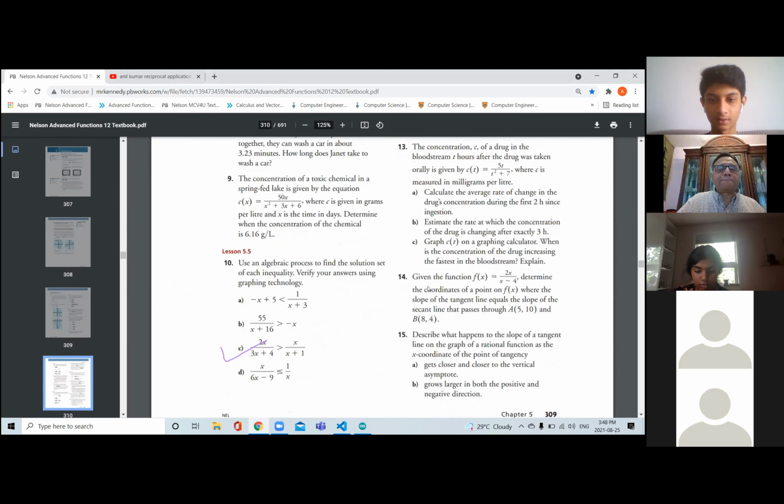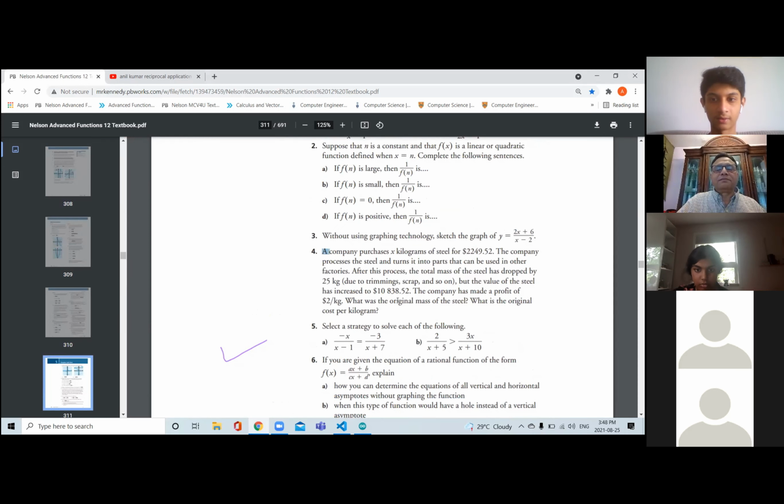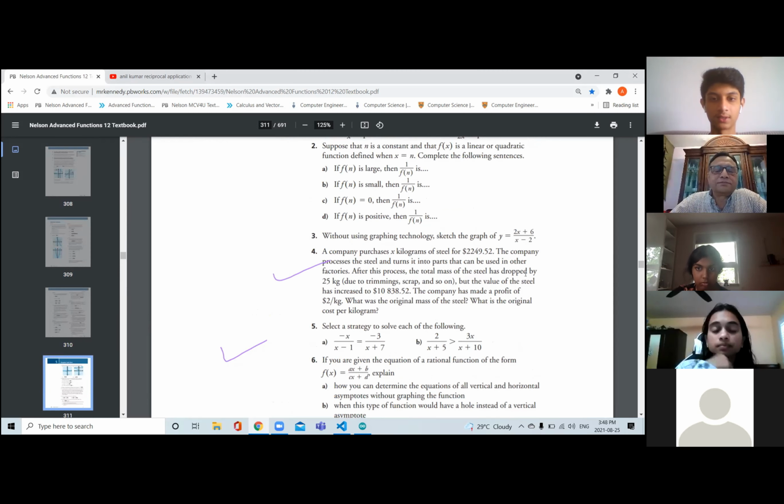So I think everything else is given, but over here, it's not given for number 4. Okay, number 4. Yeah, read this question. A company purchases X kilograms of steel for $2,249.52. The company processes the steel and turns it into parts that can be used in other factories. After this process, the total mass of steel has dropped by 25 kilograms, but the value of the steel has increased to $10,000. The company has made a profit of $2 per kilogram. What was the original mass of the steel? What is the original cost per kilogram?